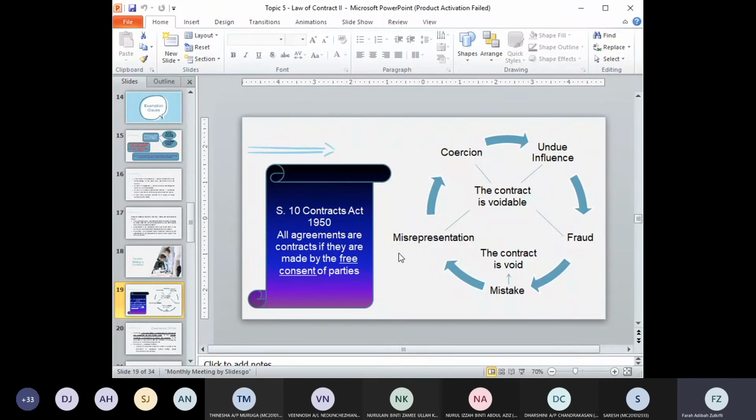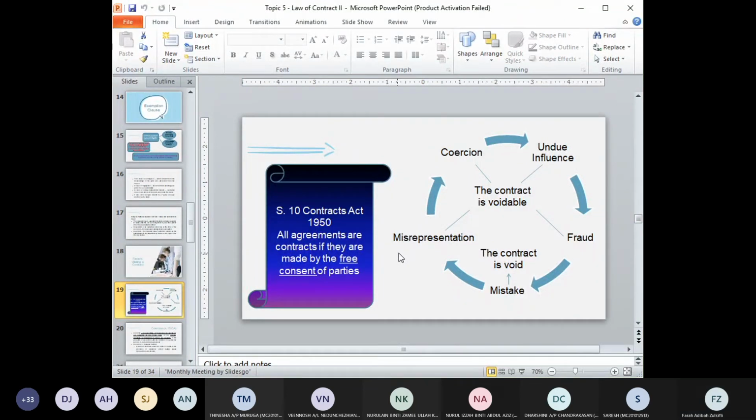Or if you are misrepresented, the other party has told you something which is not true, a false statement. But the difference between fraud and misrepresentation is, if it falls under fraud, you try to lie to someone. But misrepresentation is when you say a lie, but actually you also don't know that it is a lie. So you actually believe that it is the truth, but actually it is not the truth. So that is under misrepresentation. And the other one is mistake. So if there is any mistake about the contract, it is also stated to be not signed with free consent.